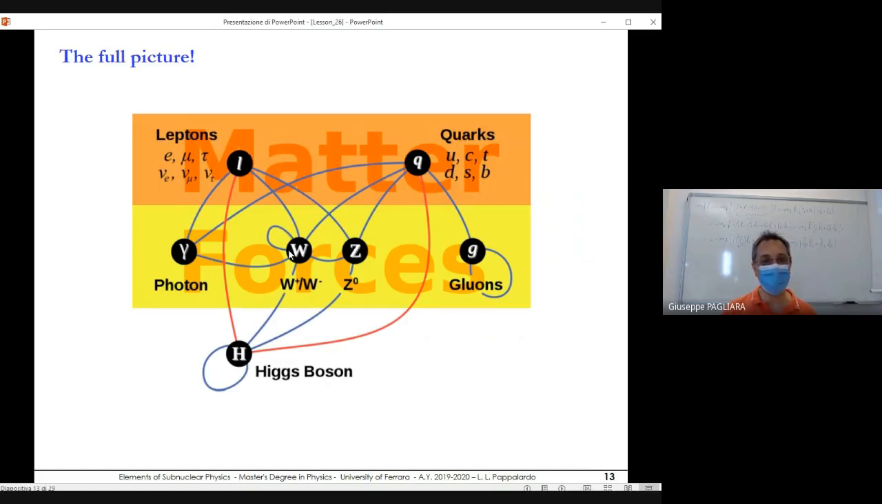Finally, all the massive particles, so all the charged leptons and quarks and the W and the Z, interact with the Higgs. We don't have any connection between the photon and the Higgs, or the gluon and the Higgs, because those are massless. And finally, since the Higgs is massive itself, it can also self-interact through triple and quadruple vertex interactions. Okay? Is that clear?